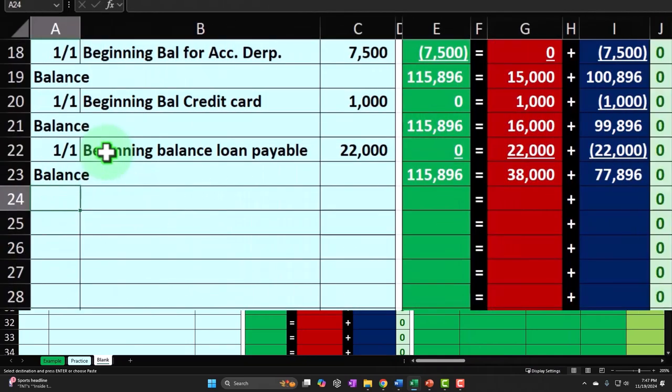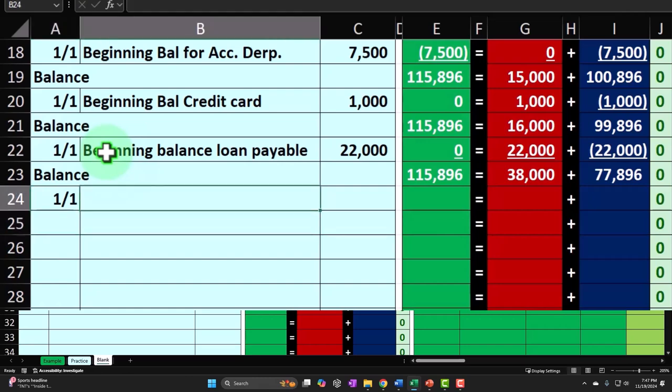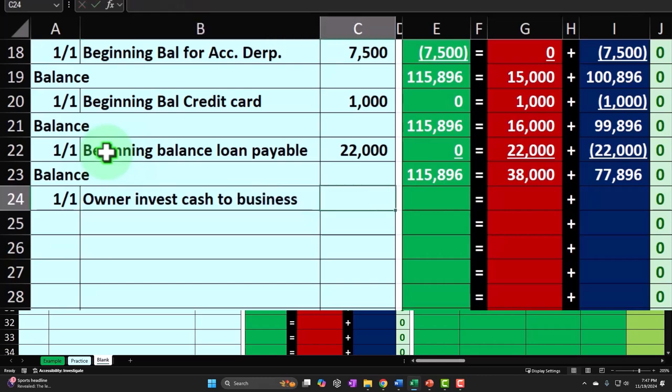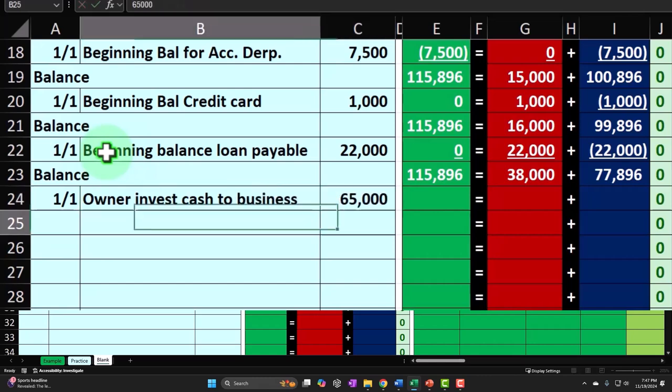All right, so now let's say on 1-1, because we're going to say at the beginning of the month again, this isn't part of the beginning balance, this is us doing an investment. So we're starting our bookkeeping, no impact on the income statement yet because it's an owner investment. So owner invests cash to business. So we're gonna say the owner puts in another 65,000. Why? Because they wanna buy furniture and equipment, let's say. And we, instead of the owner buying the furniture and equipment, right?